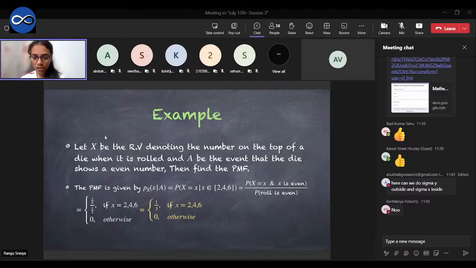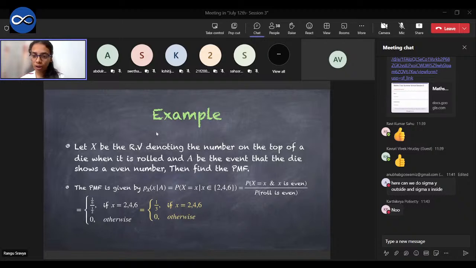So by definition, we can write it as probability of X equal to x intersection X is even, divided by probability that the roll is even. So this is everything by definition. Now let us substitute different values and see.